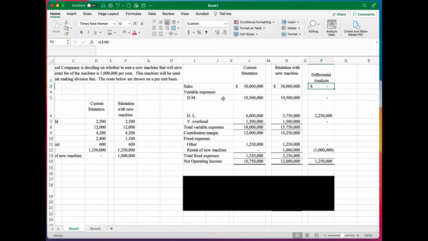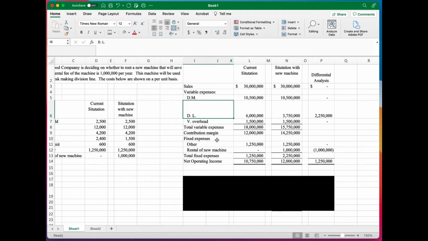Look at direct material costs. Under the current situation, they're $10,500,000. Under the new situation, meaning renting the machine, my direct materials are identical. I'm still going to use $10,500,000 worth of direct materials to make these desks. It is an irrelevant cost. I know that because the difference between the two scenarios is zero, so it's irrelevant.